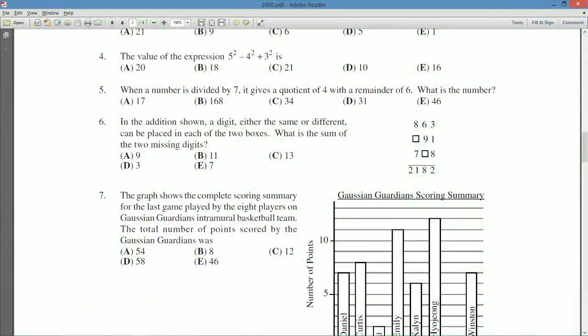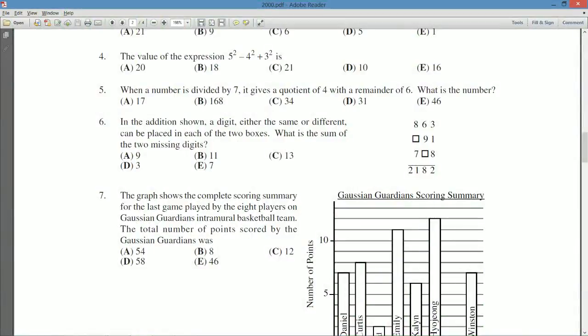Welcome back, aspiring mathletes. We're going to continue looking at the 2000 grade 7 Gauss paper. We're on to question number 5. When a number is divided by 7, it gives a quotient of 4 with a remainder of 6. What is the number?